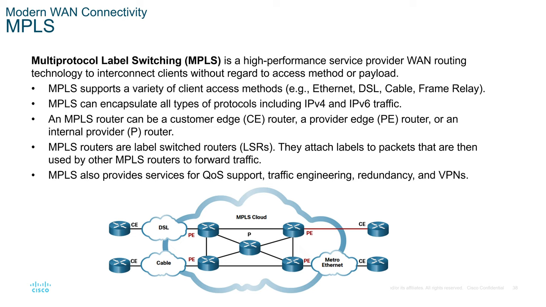An MPLS router can be a customer edge or CE router, a provider edge or PE router, or an internal provider, also known as P router. MPLS routers are label switch routers, also known as LSRs. They attach labels to packets that are then used by other MPLS routers to forward traffic. MPLS also provides services for QoS, also known as quality of service support, traffic engineering, redundancy, and VPN.